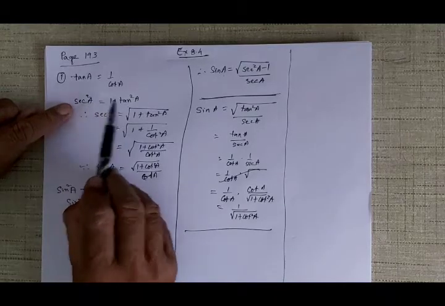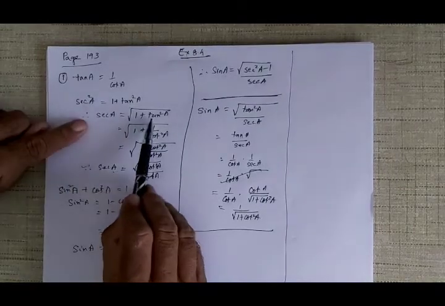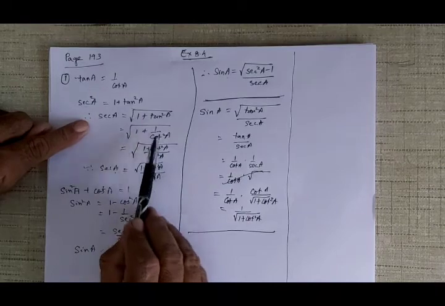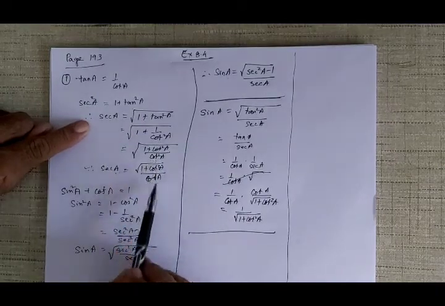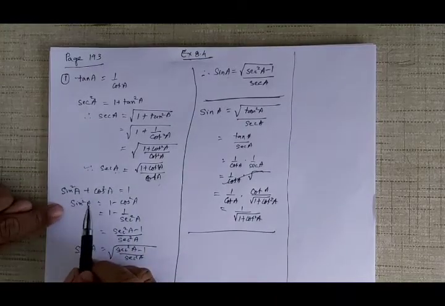So sec square a is 1 plus tan square a, or 1 plus tan square a is equal to sec square a. So sec will be the square root of this, 1 plus tan square, but tan is the reciprocal of cot, so 1 upon cot square. Now take LCM and take the square root, so you get sec a in terms of cot. Now you want to express sine also.